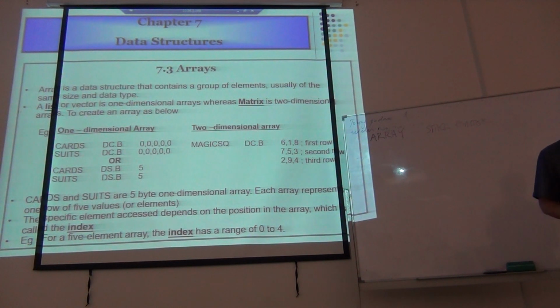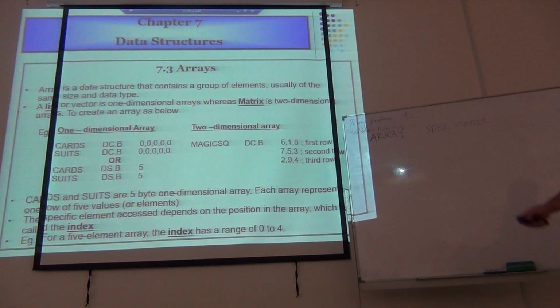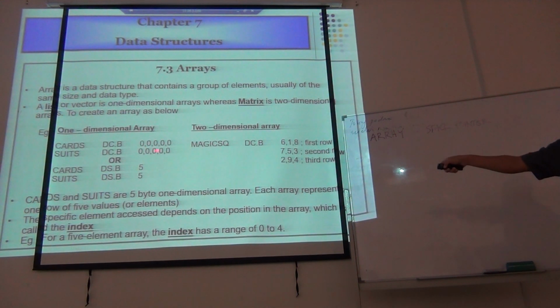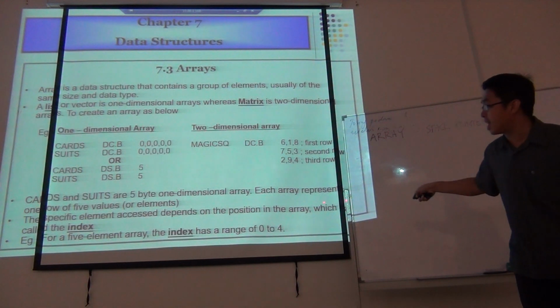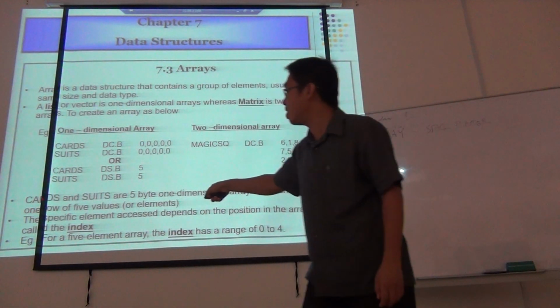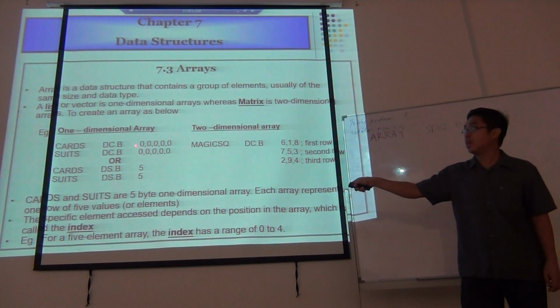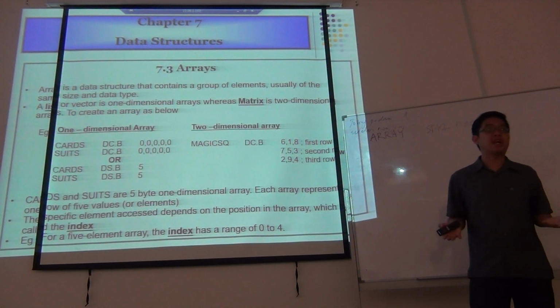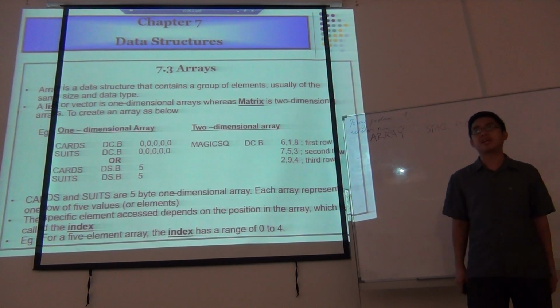So it's up to you how many arrays you want to do. So you have the list over here, you have the matrix over here. They call it the names list and matrix. List is a one-dimensional array, matrix is a two-dimensional array. That is the names over here. Okay. Cuts and suits are 5 byte one-dimensional arrays. Each array represents one row of 5 values. One row, 5 values. Okay, this is declaration. It's up to you. You can declare like 10 components, doesn't matter. This is an example only.